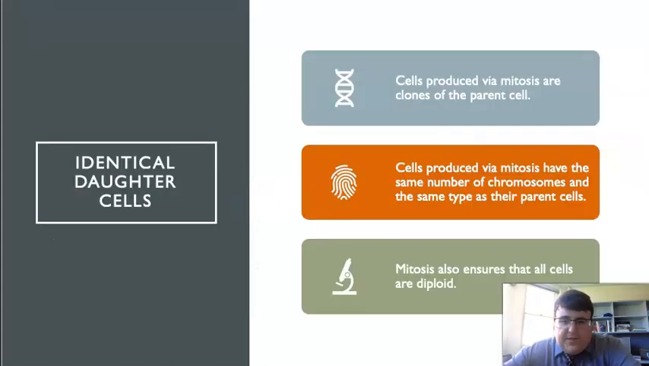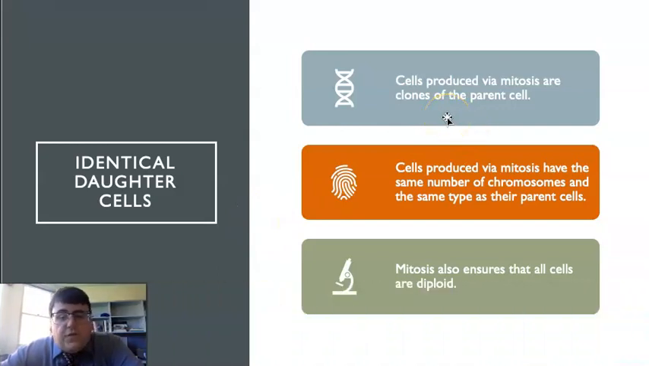At the end of this process, each daughter cell will be identical. So the cells produced will be identical. They're basically clones of the parent cell. They'll have the same number of chromosomes and the same type of chromosomes as their parent cells, and it ensures that all of the cells that are created are going to be known as diploid cells. They have 2 sets of chromosomes.